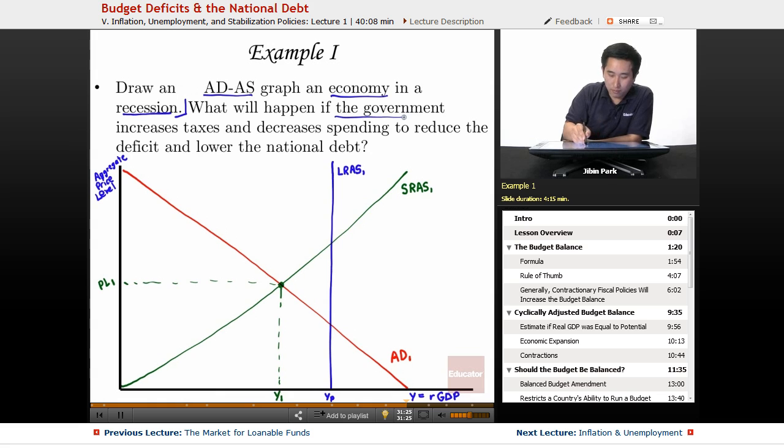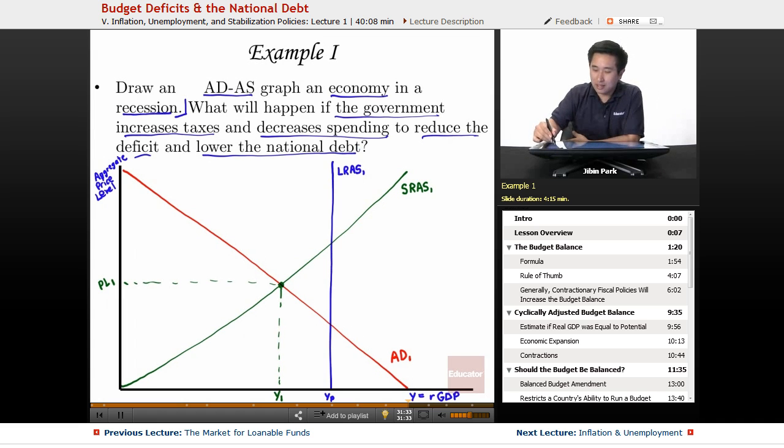What will happen if the government increases taxes and decreases spending to reduce the deficit and lower the national debt? So this is something that we covered when we dealt with aggregate demand, aggregate supply. But we didn't really focus on the deficit as much. The goal was, in the short term, to try to stimulate the economy, to get the aggregate demand right here in order to close the recessionary gap. Now, that's fine and good, but if you do that, then you're going to increase the budget deficit. And if the goal was to balance the budget, then the idea is that let's increase taxes and decrease spending.